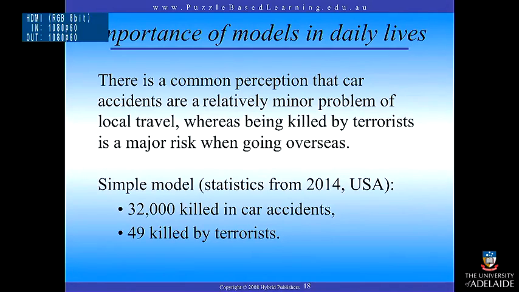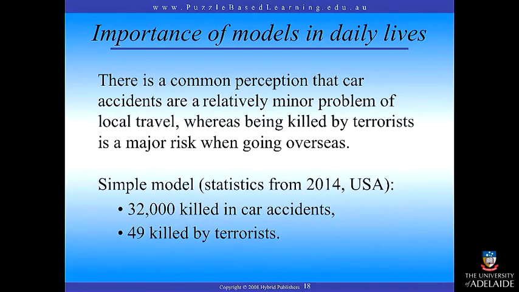It's very important to try to model things in your life, right? So, one thing about this class is that you shouldn't bring the lessons that you got here and then completely forget once you leave the classroom. So you have to try to model things. So, for example, let's give this example of the importance of models in our lives. There's this perception that car accidents are relatively minor problems of local travel, whereas being killed by terrorists is a major risk when you go overseas.